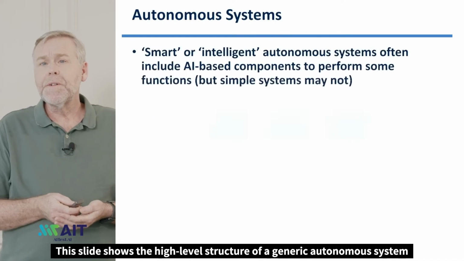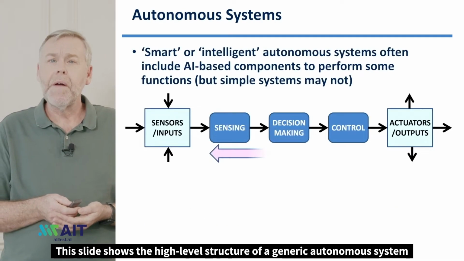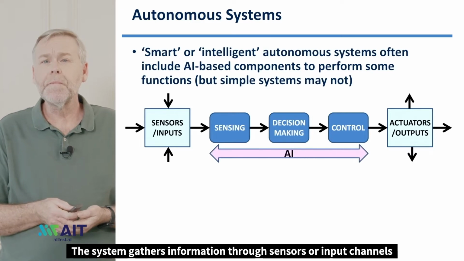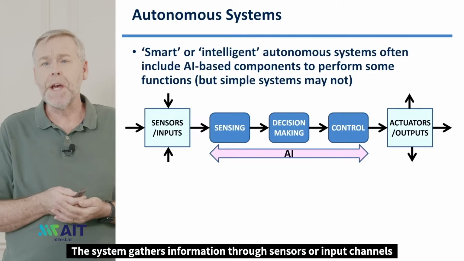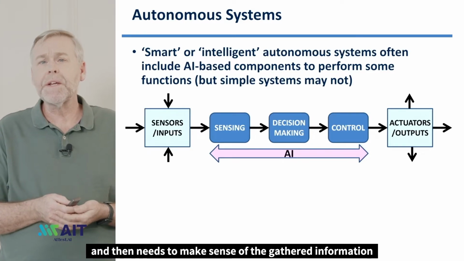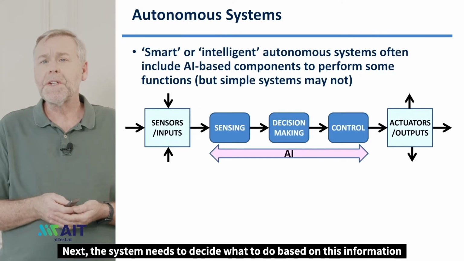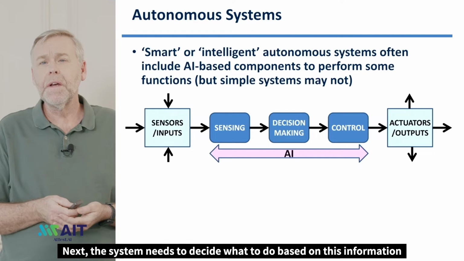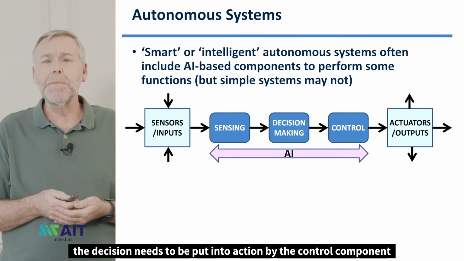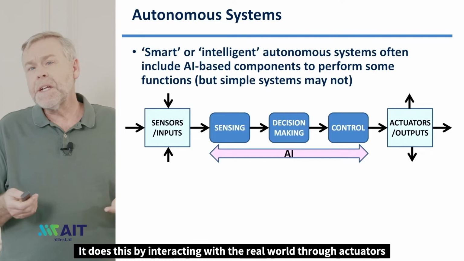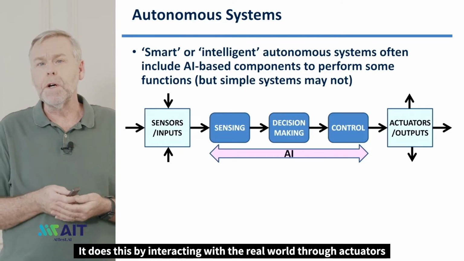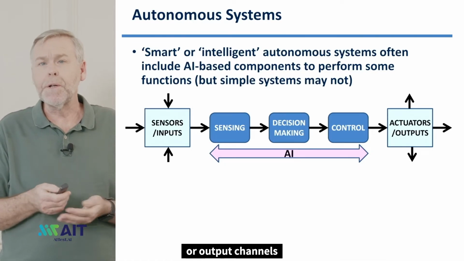This slide shows the high-level structure of a generic autonomous system. The system gathers information through sensors or input channels and then needs to make sense of the gathered information. Next, the system needs to decide what to do based on this information. And finally, the decision needs to be put into action by the control component. It does this by interacting with the real world through actuators or output channels.